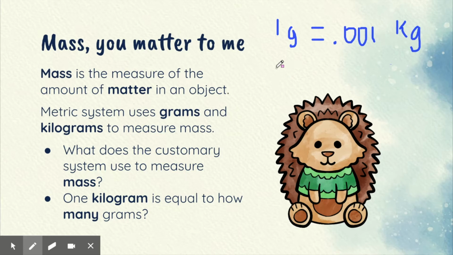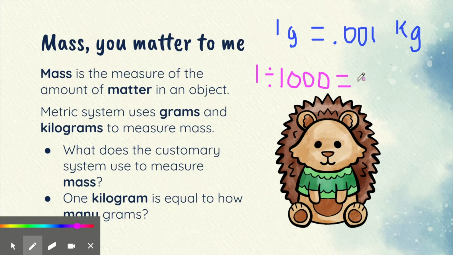And how do we get there? Well, 1 divided by 1,000 equals 1,000th. And if you're not comfortable with division just yet, that's okay. What you can do is just remember that if you're trying to convert from grams to kilograms, you need to move your decimal place.